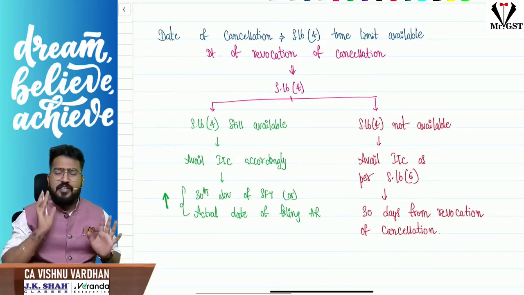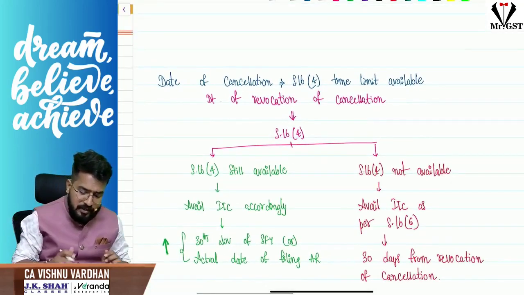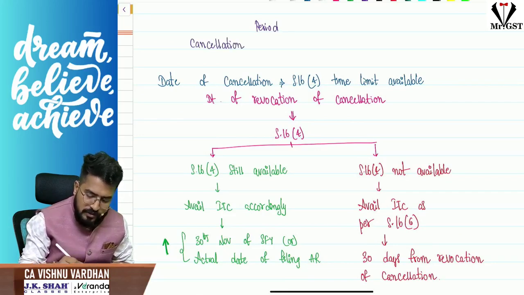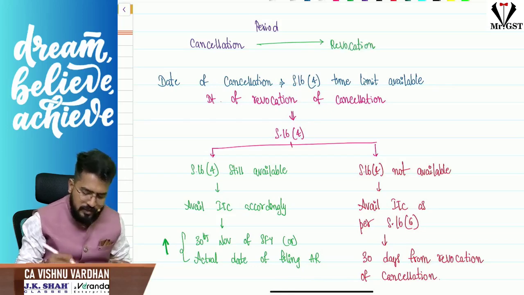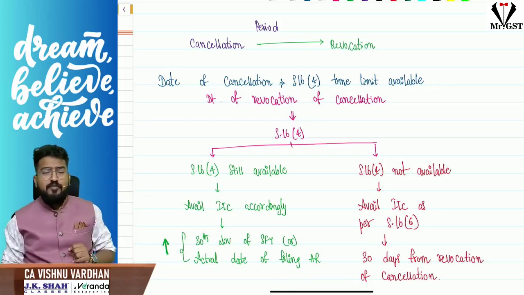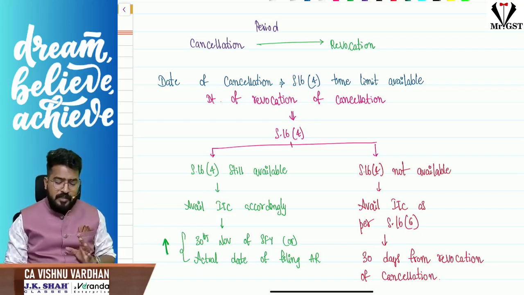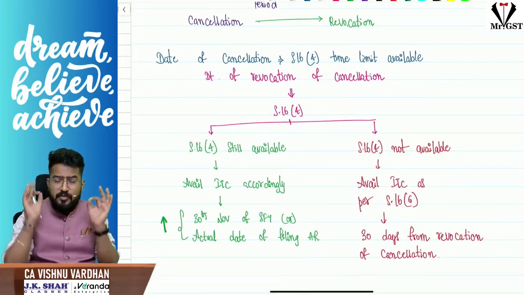At the time of cancellation of that registration, I repeat, the period is between cancellation to revocation. For this period, whatever returns you did not file, for that period you have not taken ITC also, because you could not file your 3B. Now for that period, what we have to understand is, at the time of cancellation, whether the Section 16(4) time limit was still available?